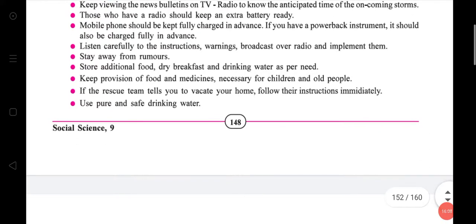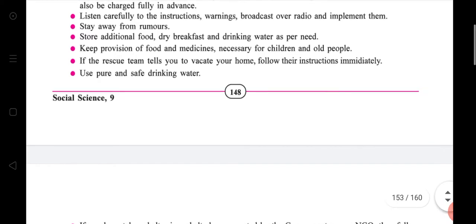Then the fourth point is listen carefully to instructions and warnings broadcast over the radio and implement them, and stay away from rumors. Then store additional food, dry breakfast, and drinking water as per need. Then keep provision of food and medicine necessary for children and old people.